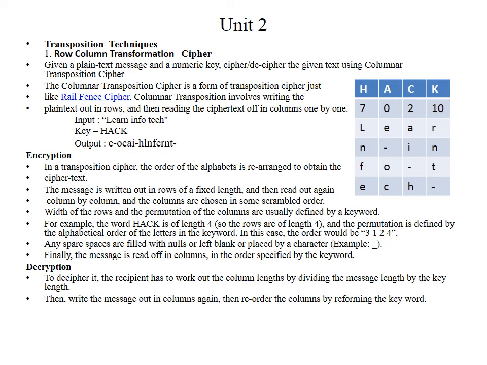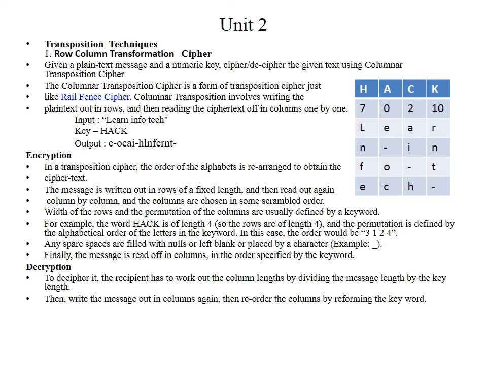Next is the row column transposition cipher. In that, the input is given. Suppose this is the input, learn input. The key is hack, that is a word or string key is given, not a number key. So let's say HACK is the key. The position of H is 7, the position of A is 0, the position of C is 2, and the position of K is 10.